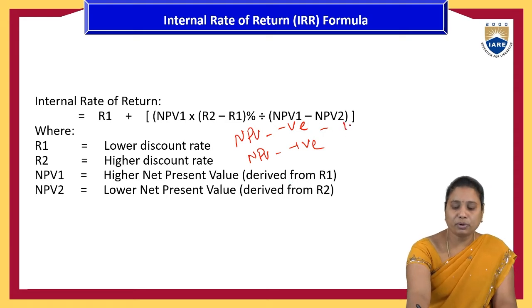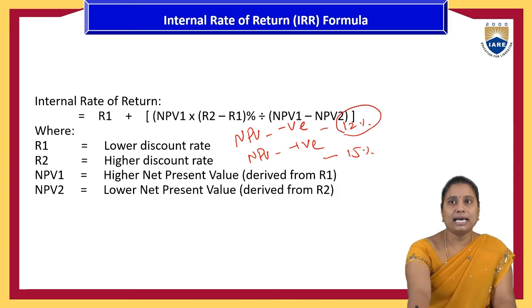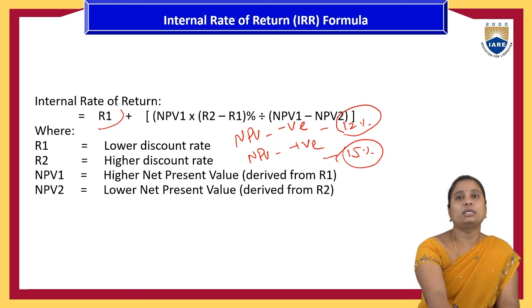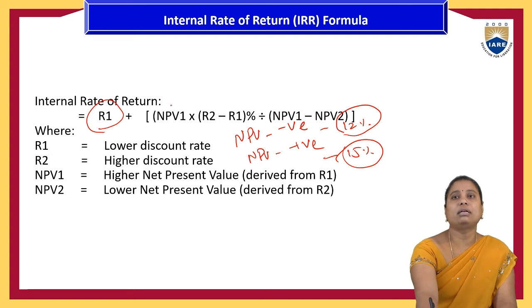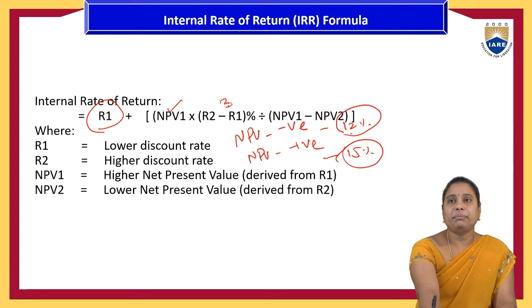For example, for a project at 12% return it is getting losses, whereas at 15% return it is getting profits. Then the value between 12 and 15 will be the IRR, the internal rate of return. That is, R1 will be 12%, the NPV at 12% will be NPV 1, the difference between 15 and 12 is 3, divided by the difference between the NPV at 12% and the NPV at 15%.